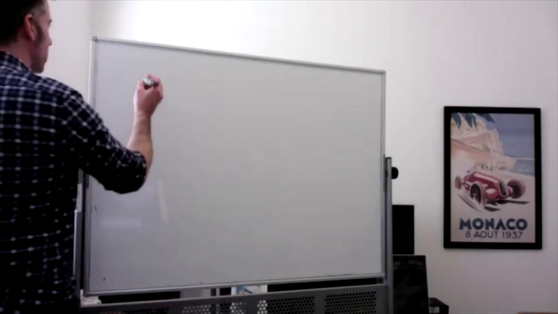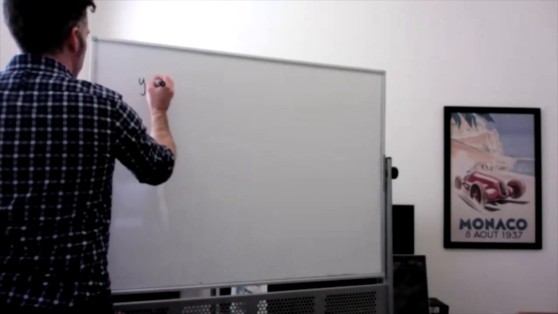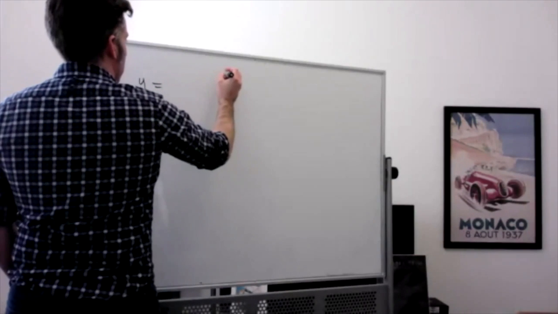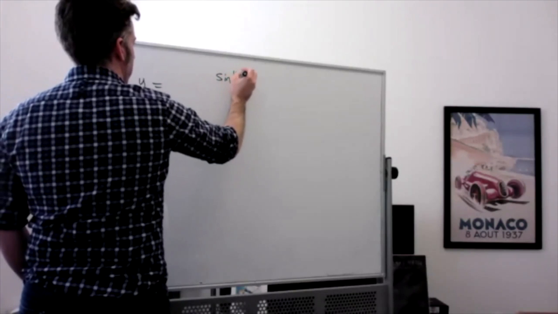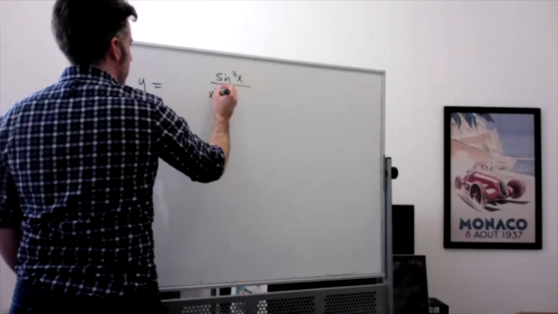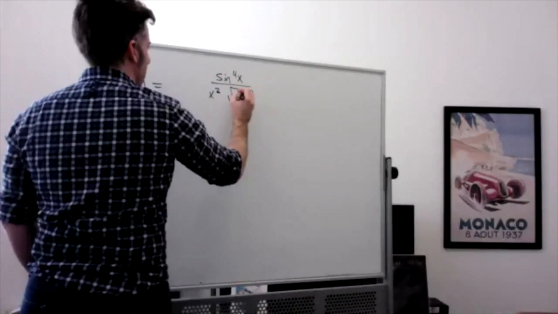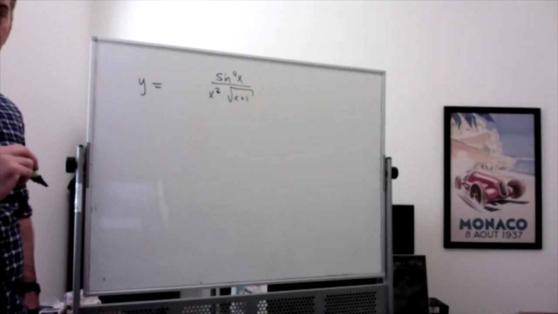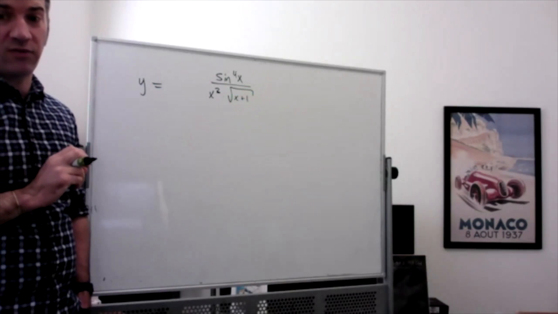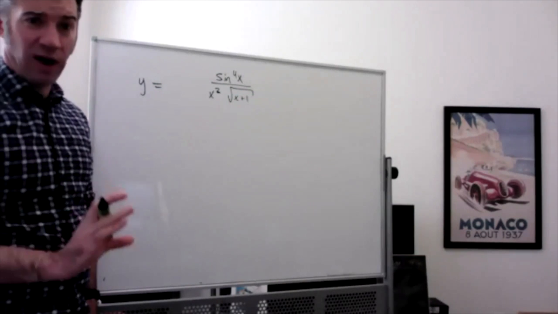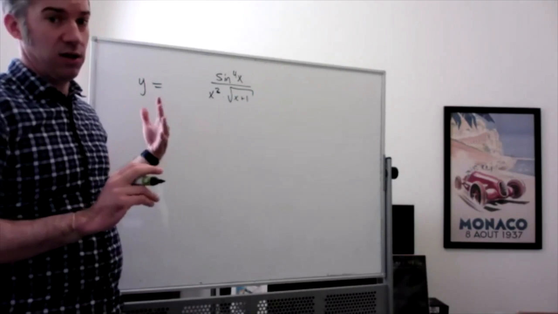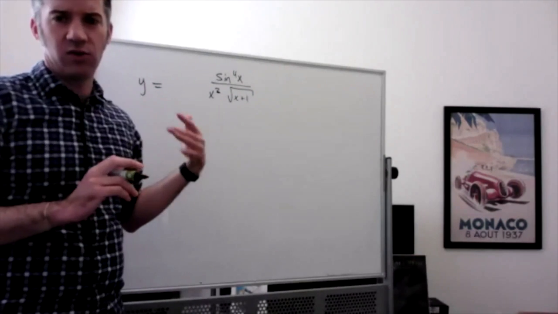So let's look at the function y equal to, what do I got? I don't know. Sine to the fourth of x over x cubed times the square root of x plus 1. I want to take the derivative of that, and I'm going to use logarithmic differentiation, even though you don't have to. You could totally do this problem using just the product and the quotient and the chain rule.